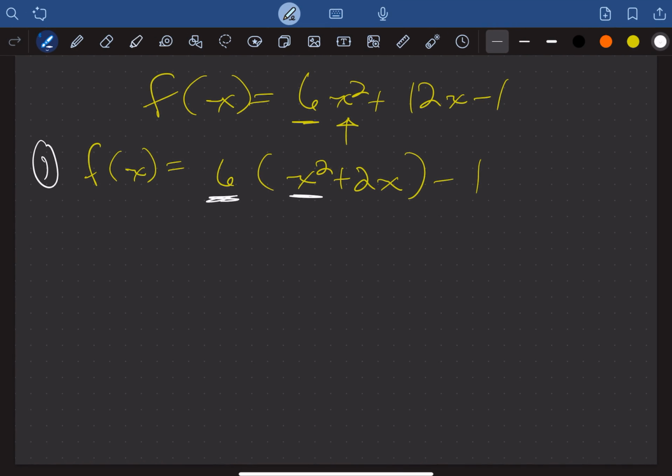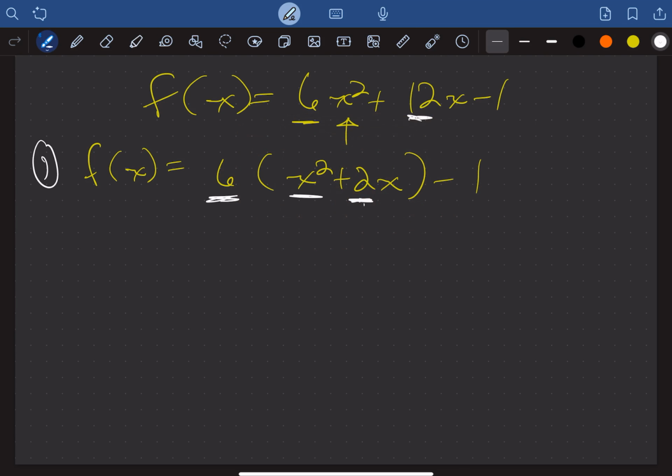But when I take out that 6, I have to take it out of the 12 as well. So I get 6 times 2, or that is 12 divided by 6 equals 2. All right. Now, to complete the square, we need to first take that coefficient inside the parentheses, right? We're completing the square here inside the parentheses, not from here. So what do I get?